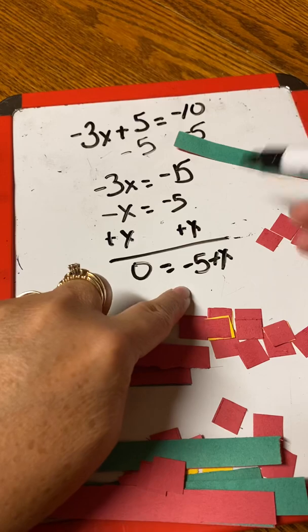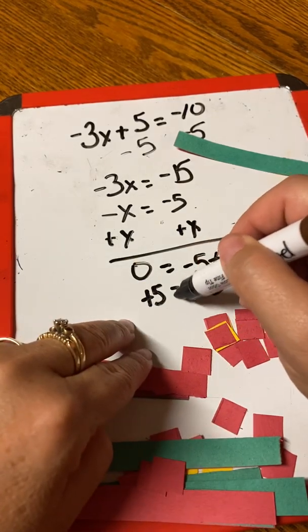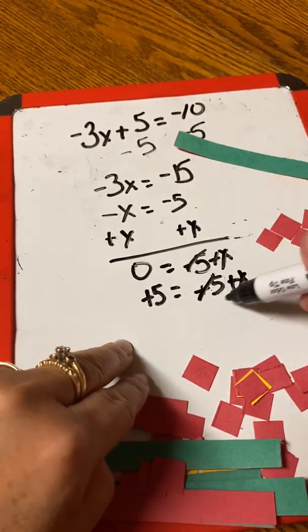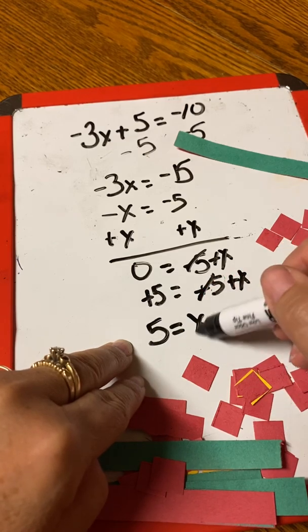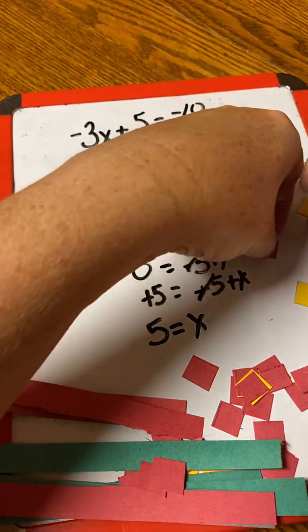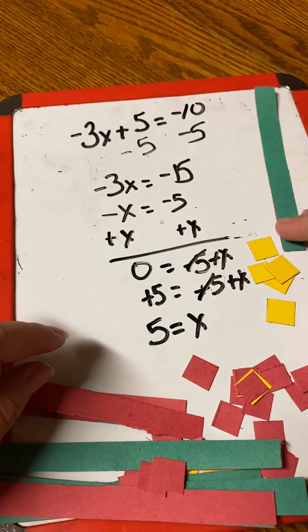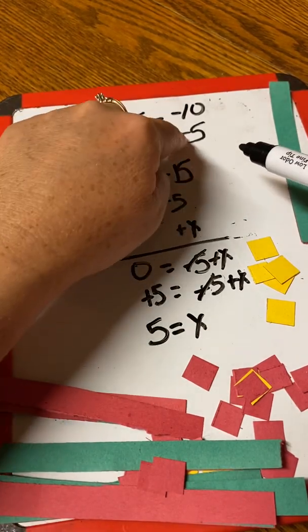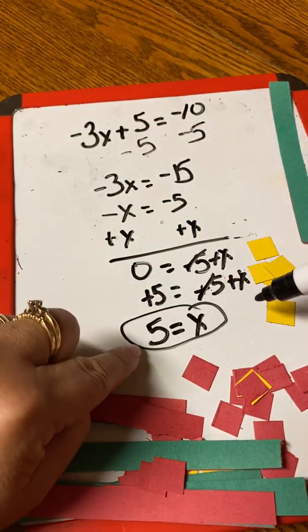So what should we do? We should add 5 to this side and add 5 to this side of our equation, which then would cancel those two out. So then it would be 5 equals x. So we just move them around. So our negative 3x plus 5 equals negative 10 only if x is 5.